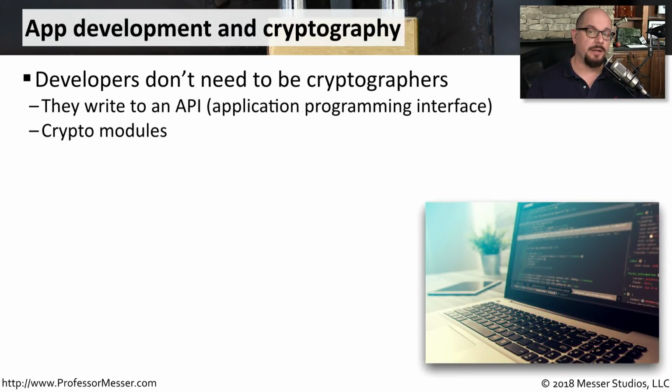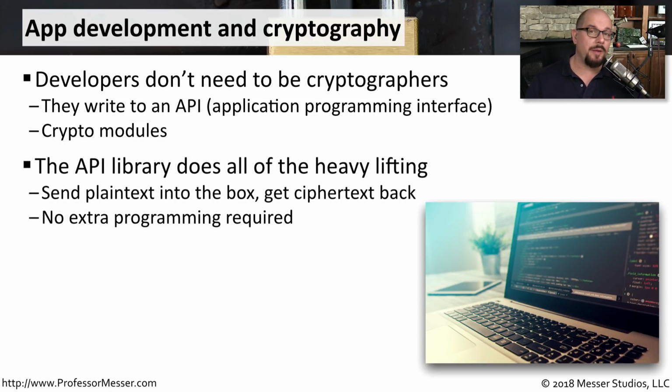Fortunately, application developers don't have to become experts in cryptography to be able to use cryptography in their applications. They simply use an application programming interface to a cryptography module. They will send their plain text into the cryptography module, and it simply provides the ciphertext as an output. This means that there's no extra programming that has to be done, and the programmers themselves don't have to worry with the implementation of the cryptography. They only have to worry about the mechanics of providing it to the API and getting the answer back from the API.